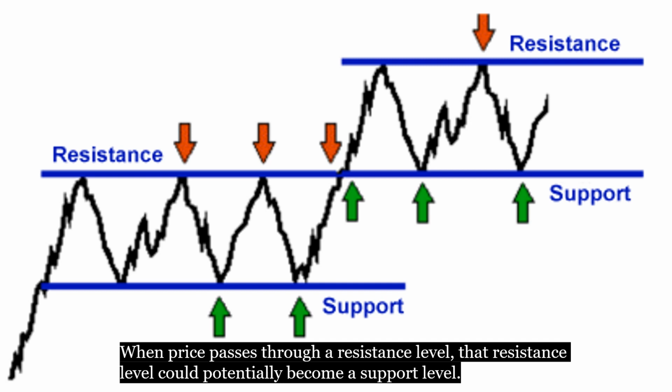Resistance and support are continually formed as the price moves up and down over time. They could be, like in the previous example, trending upwards, or they can be ranging, retesting the same resistance over and over again, and the same support over and over again. When price passes through a resistance level, that resistance level could potentially become a support level, like you can see in this example.